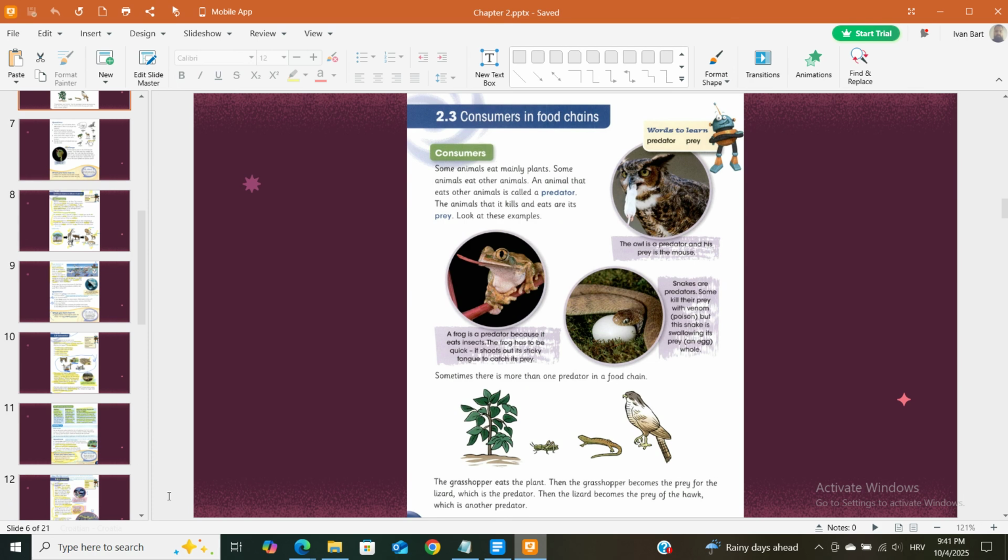The grasshopper eats the plant. Then the grasshopper becomes the prey for the lizard, which is the predator. Then the lizard becomes the prey of the hawk, which is another predator.